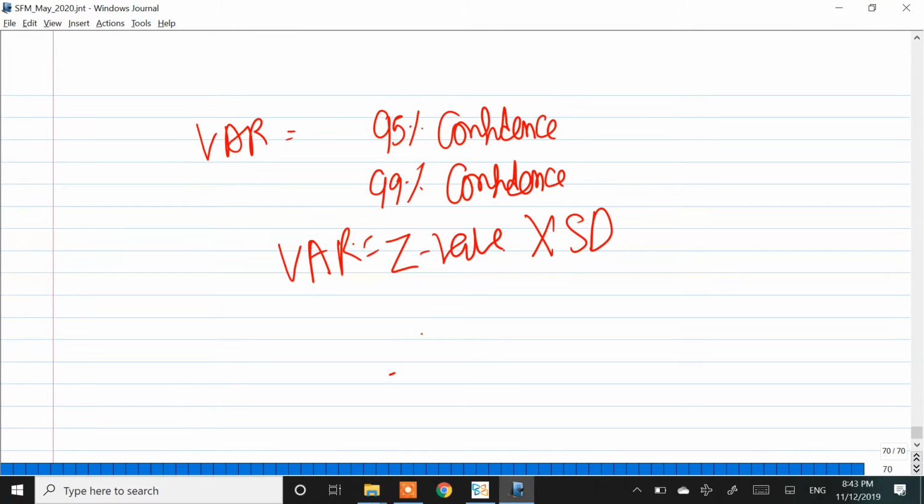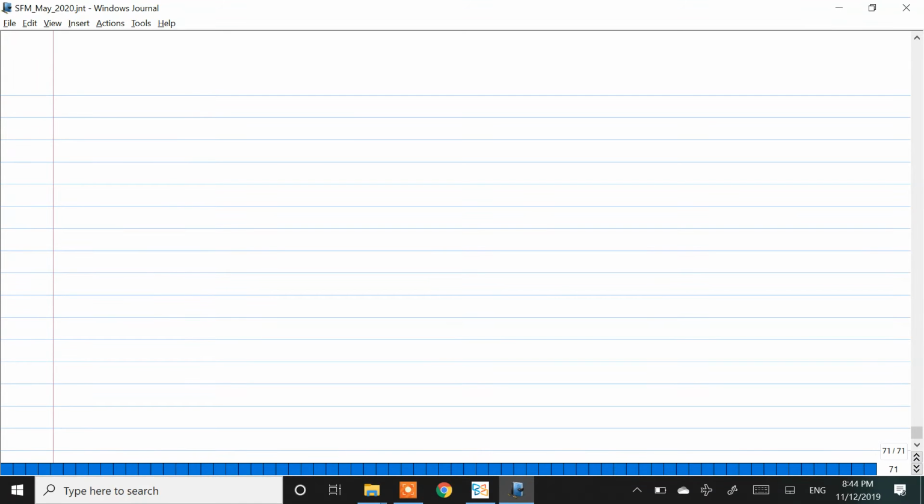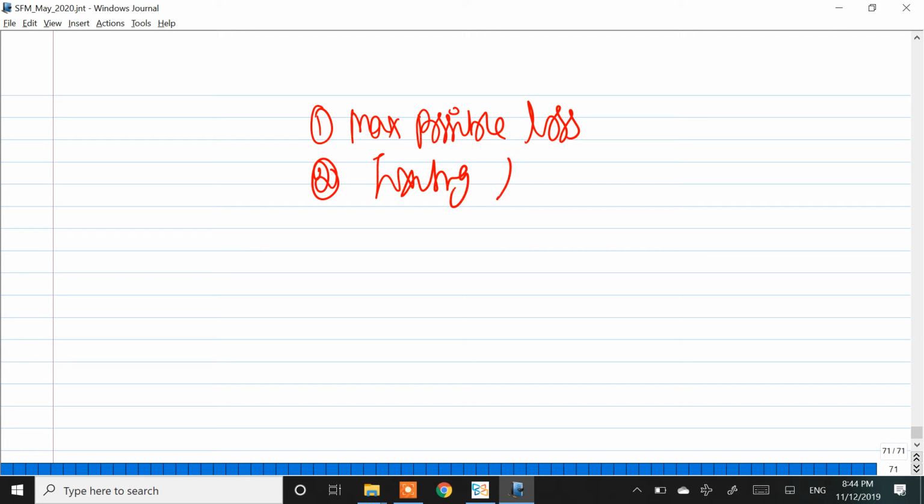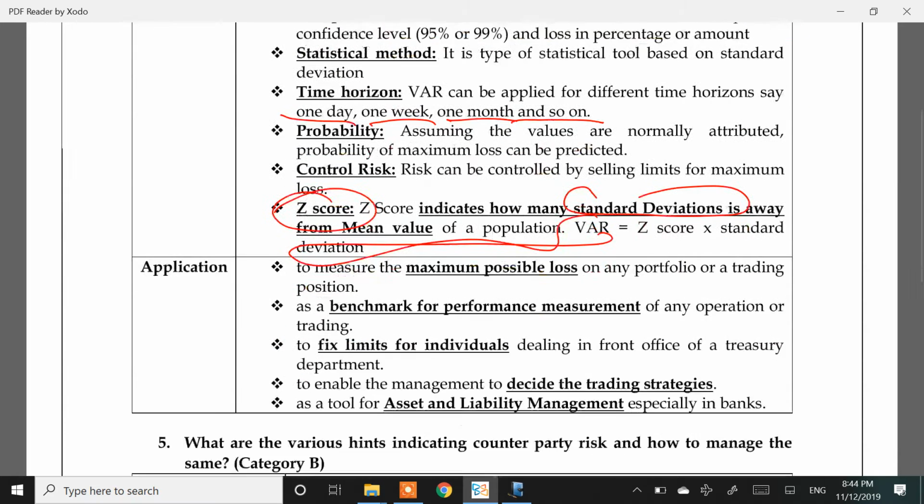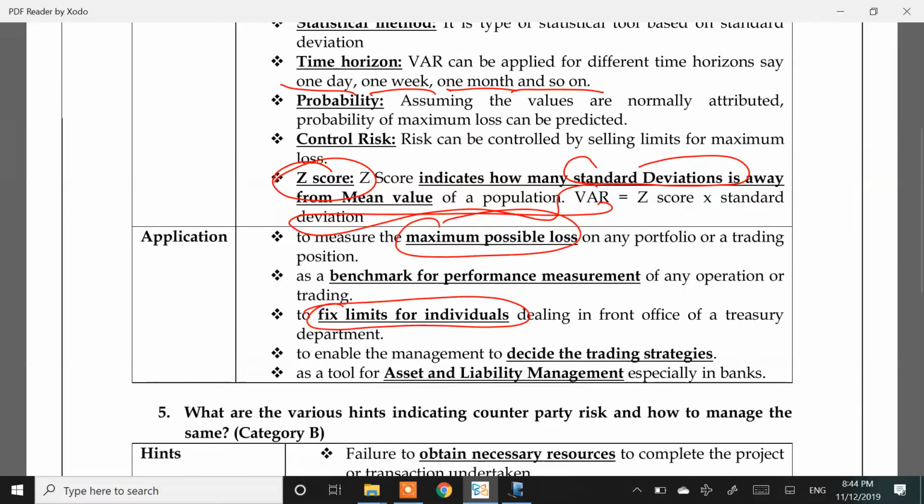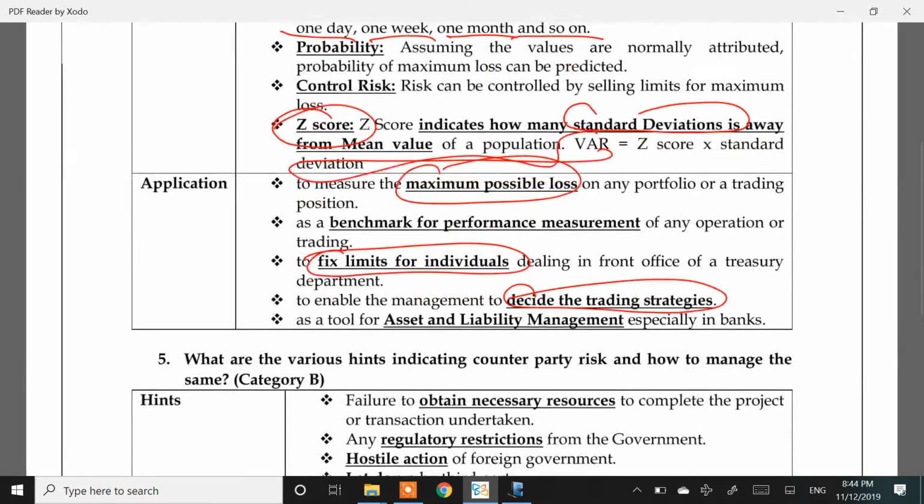Now why does an organization calculate VAR? There are multiple reasons, but the important thing is it will help me in identifying the maximum possible loss, and somewhere I will be prepared for the worst thing which can happen. Second, it can also help me in fixing certain limits for my treasury operations. Treasury operations is basically a front office which deals with trading in stock markets, trading in currency markets. So when they are doing this trading, I would like to fix a limit so that my losses do not increase. And also it can help for asset and liability management. So: maximum possible loss, fix limits for individuals, decide the trading strategies, and a benchmark for performance measurement.